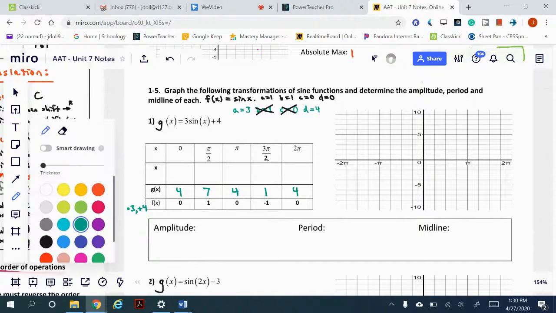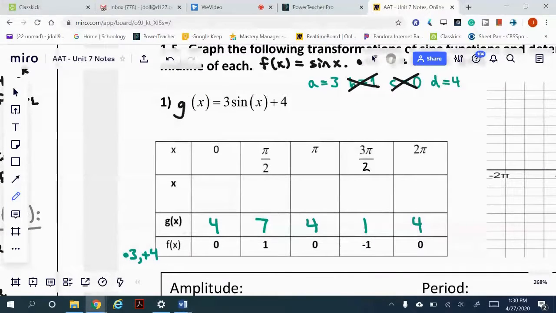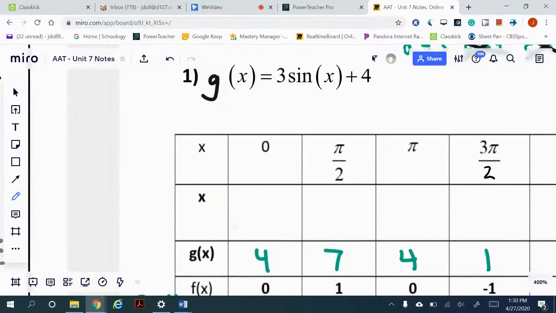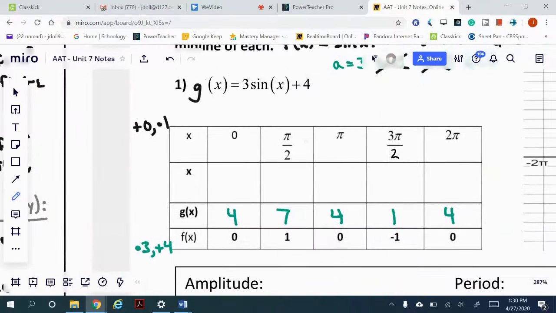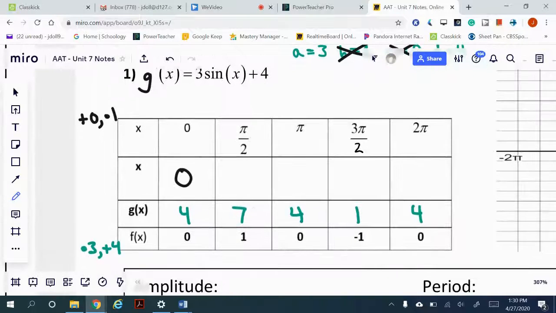Just so you can see, guys, why we don't worry about these when they don't change from the parent function. Now remember, it's the reverse order. So we add first, and since C is 0, we're going to add 0, and then we're going to multiply by 1. Well, what's 0 plus 0? 0. 0 times 1 is just 0. What's pi over 2 plus 0? Pi over 2. Pi over 2 times 1 is just pi over 2.